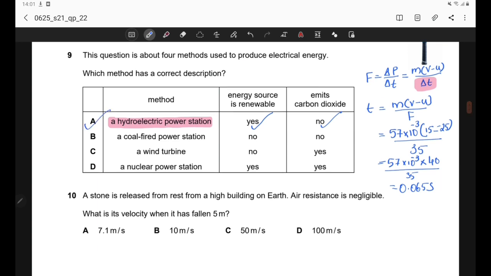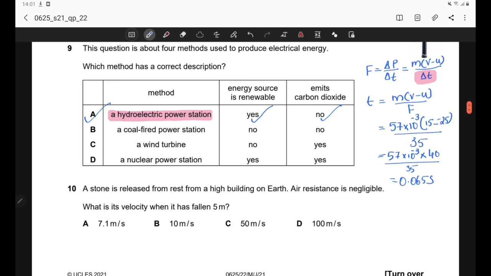Anyway, we can look at other options also. Option B says a coal fired power station is not renewable, that is correct, and it emits carbon dioxide. We know that a coal fired power station emits carbon dioxide, but here in the option it says no. So this is wrong. Therefore, option B is not a correct answer.